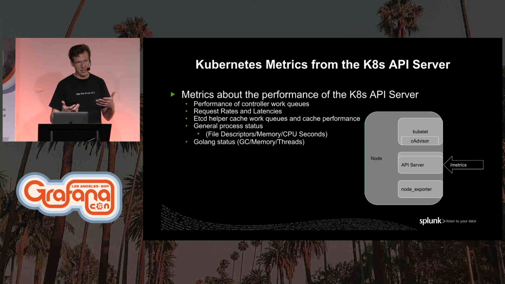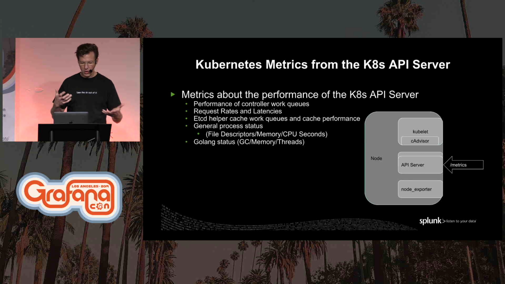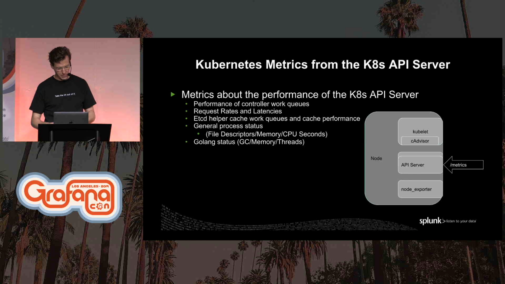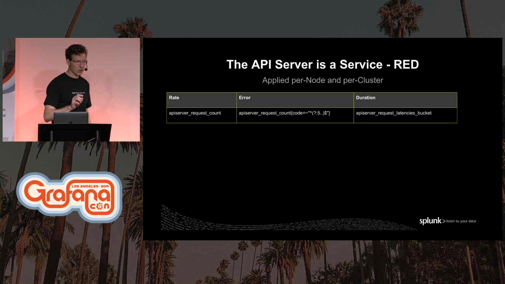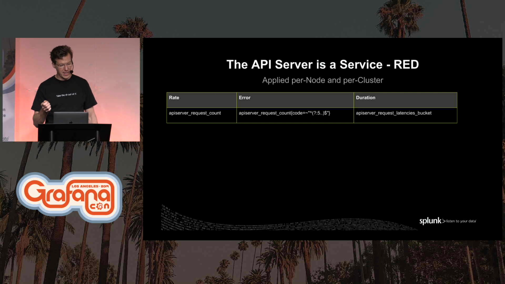The API server is a service. And it gives you all the information that you need in order to be able to look at the metrics. So because it's a service, you want to take a look at the RED metrics for the API server. So you have your API server request count, the number of errors that are being produced by that request count, and then the latency of those particular requests.